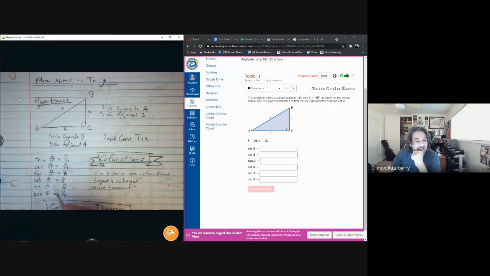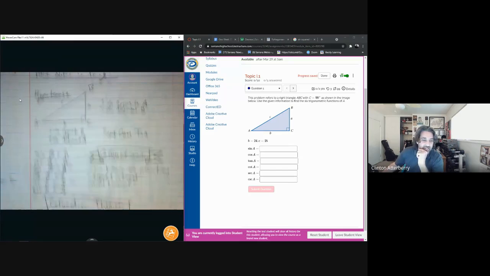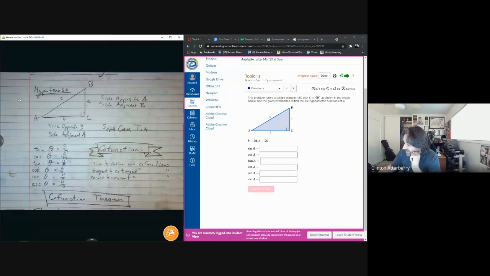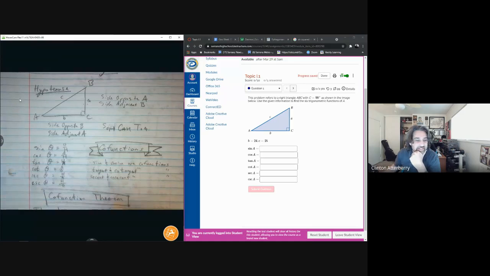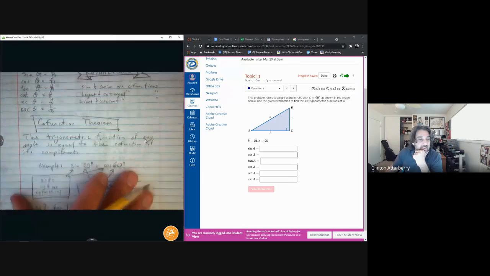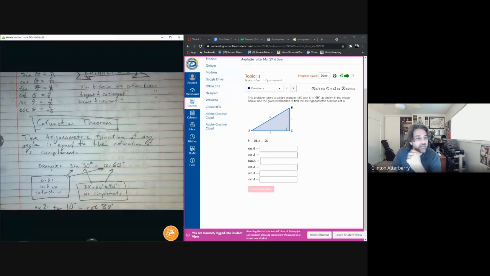And then today we're talking about cofunctions. Cofunctions are sine and cosine, tangent and cotangent, and secant and cosecant. What's so important about cofunctions is this. The cofunction theorem says the trigonometric function of any angle is equal to the cofunction of its complement.